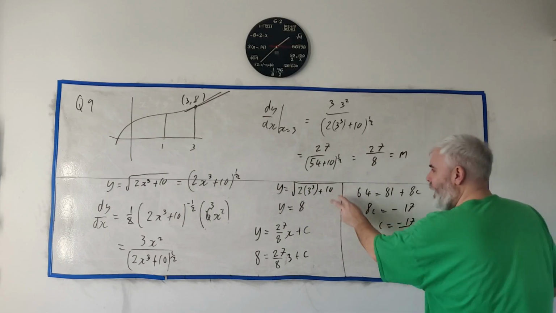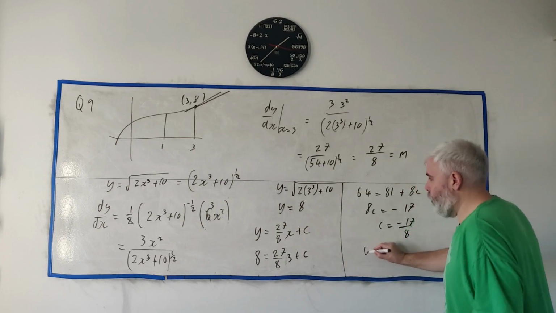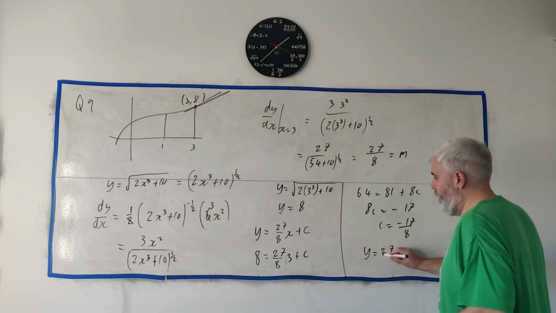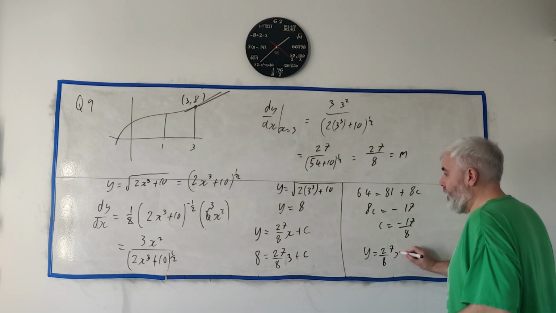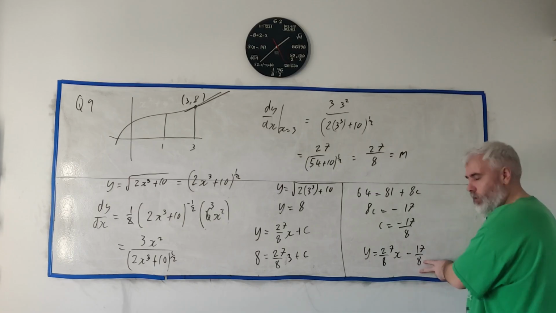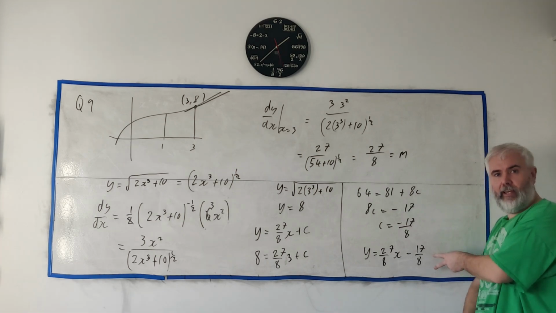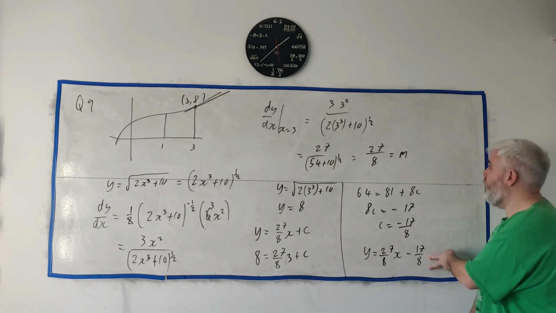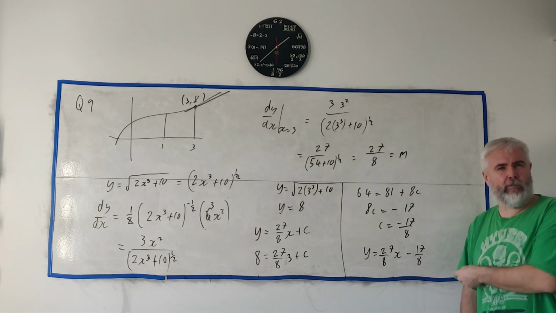And we fill that back in to this line. We get Y is equal to 27 over 8 X minus 17 over 8. Okay, that's nearly full marks. That is the equation they're looking for. It's just not in the form they're looking for.